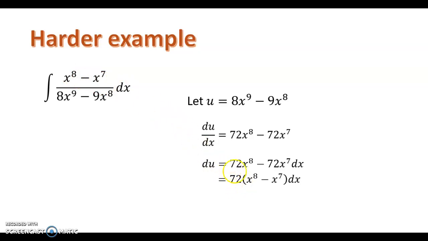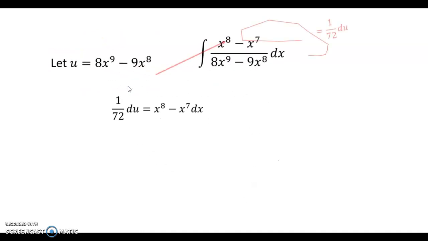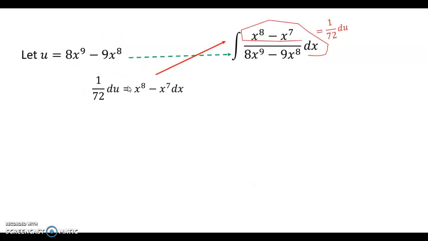So how do we get rid of the 72? Well, you have to divide it on both sides. So if we divide the left side by 72, divide the right side by 72, looks like we get the exact piece that we need for the top. So this piece right here has to be 1 over 72 du. You can't leave this behind. And then the u just goes right there in the bottom.